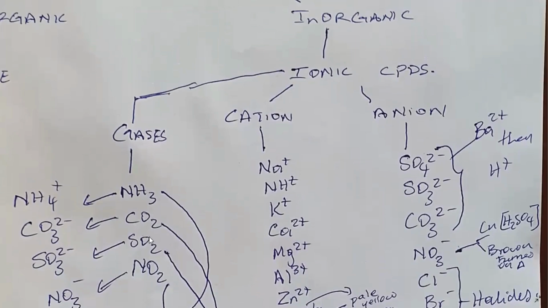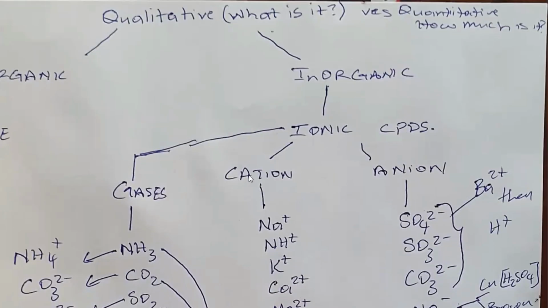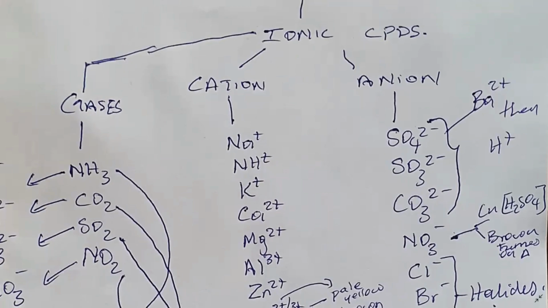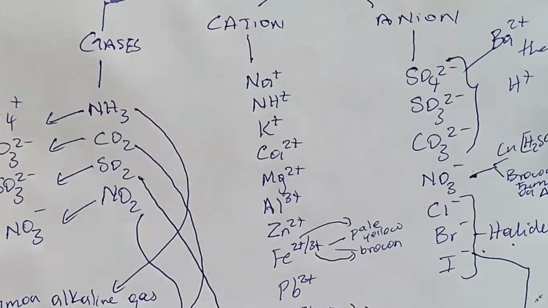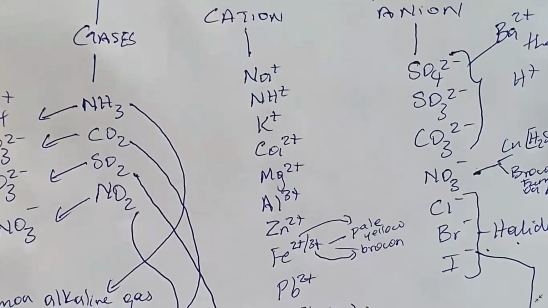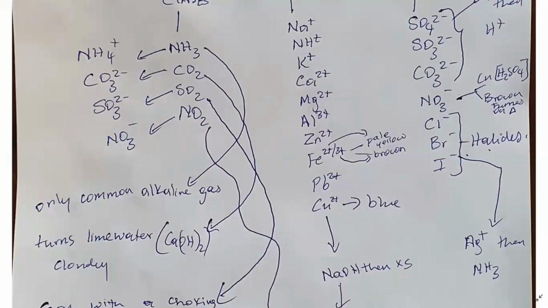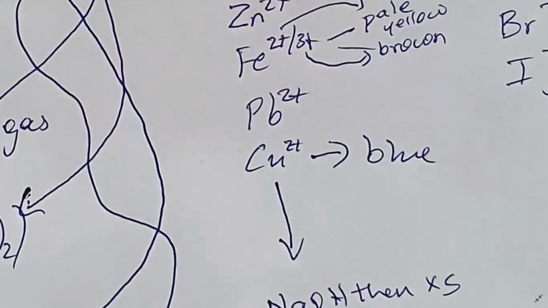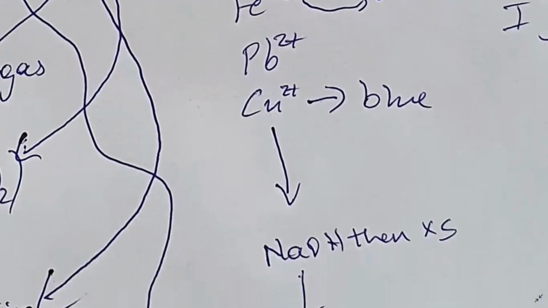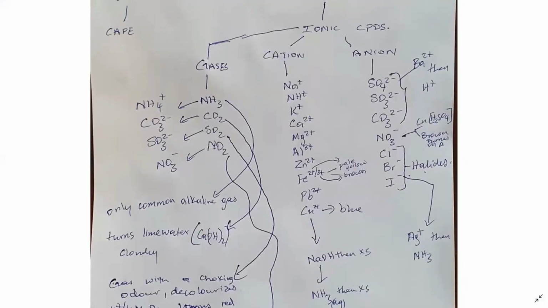Okay, so let's go back up to the top. Up at the top, we have the cations. The cations that you need to know are sodium, ammonium, there should be a 4 there for the ammonium, I don't know why that is eaten off, potassium, calcium, magnesium, aluminum, zinc, iron 2 and iron 3, and then you have lead and copper. You'll notice that I have some little things beside those ones. What we're trying to say here is that some of these cations are going to be colored in solution.